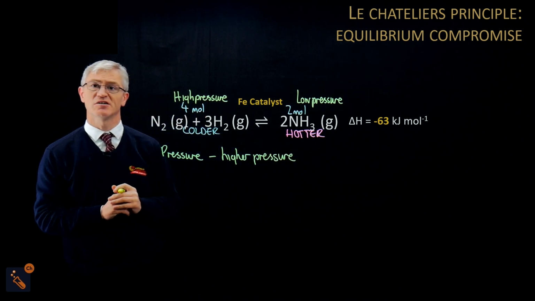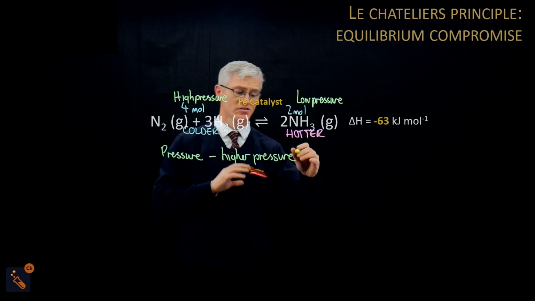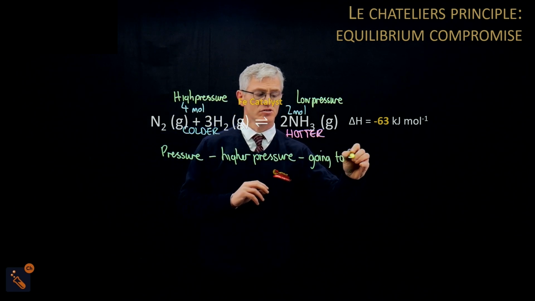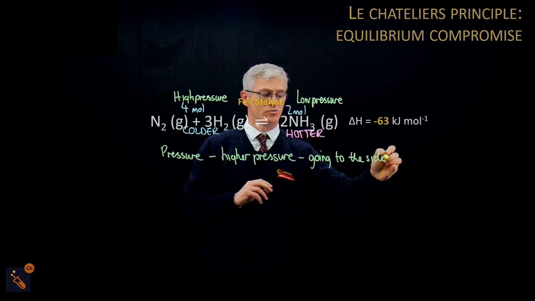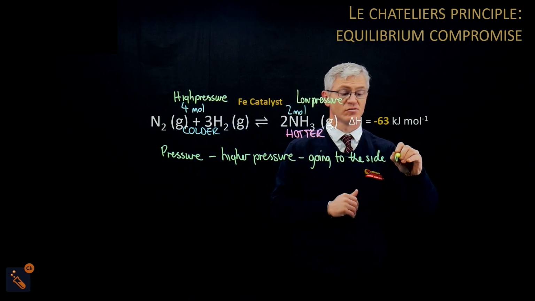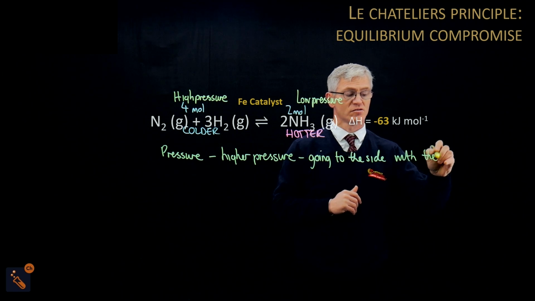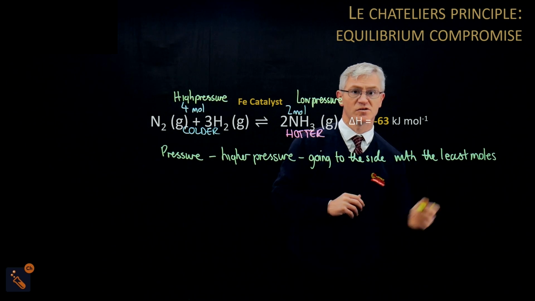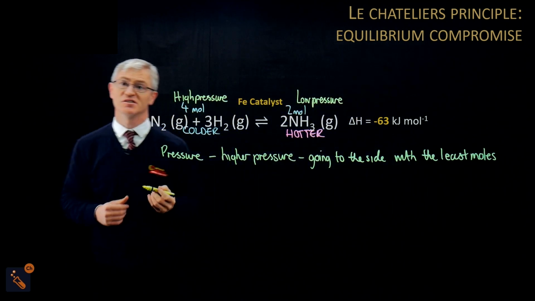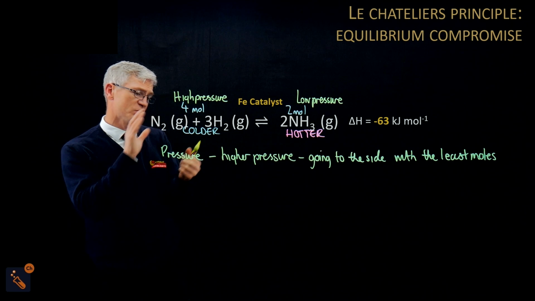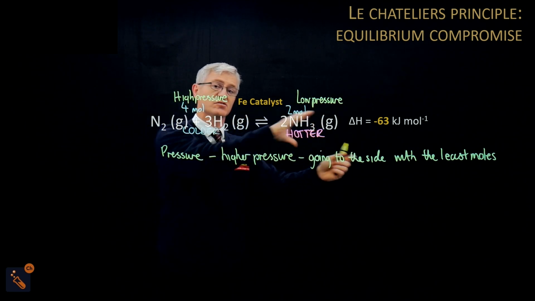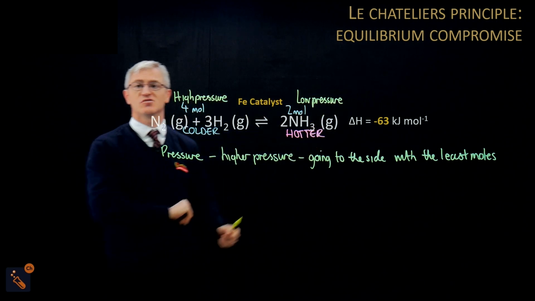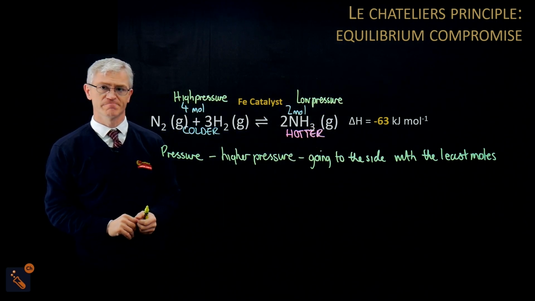Okay, so it's going to be a higher pressure. And that's because it's going to the side with the least moles. Okay, and that's your exam answer, going to the side of the least moles. High pressure, which means it moves to the lower pressure side, which goes to the side of least moles, which is the right side, which is your yield, high yield, and which is your high amount of product.